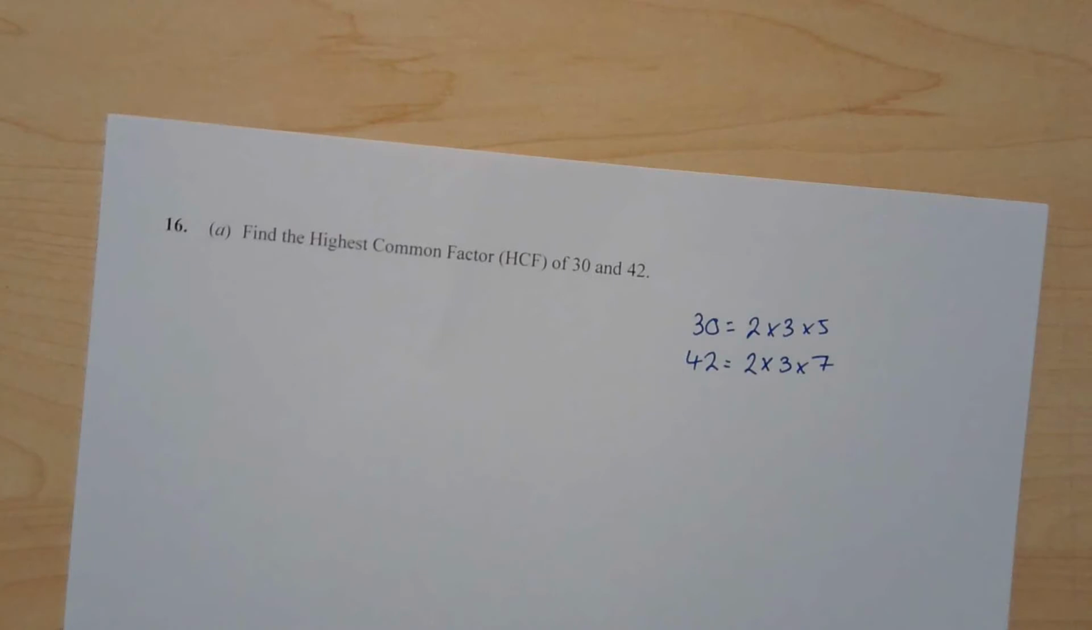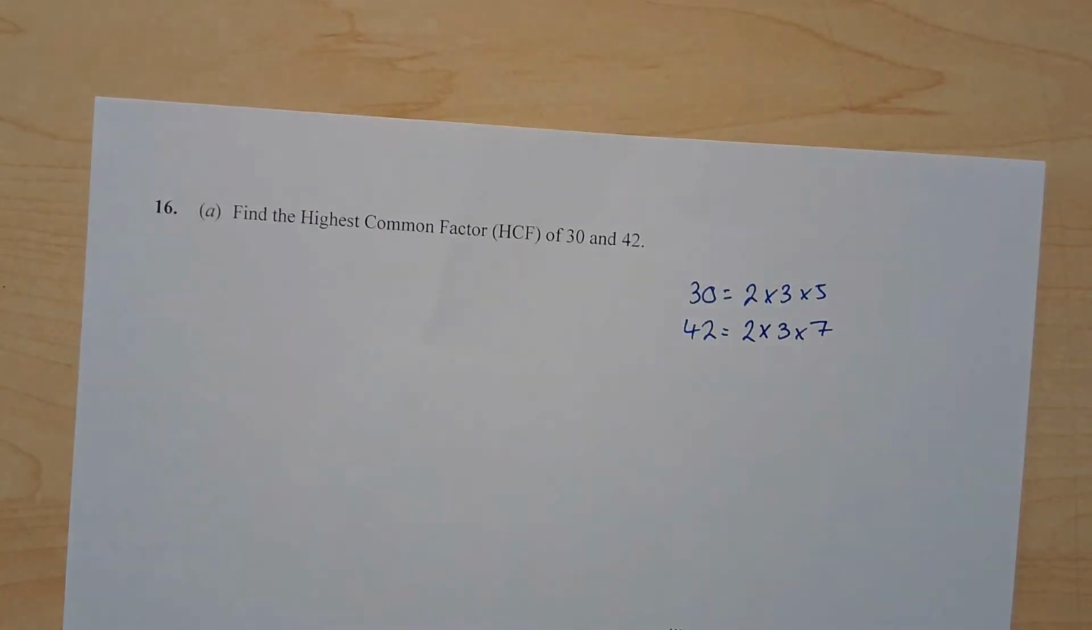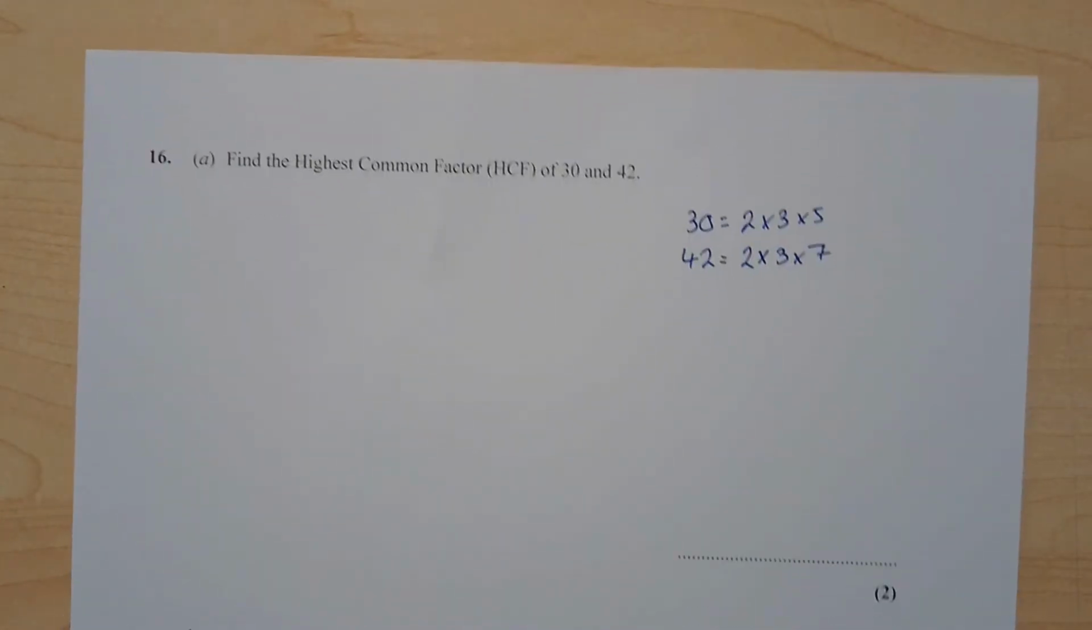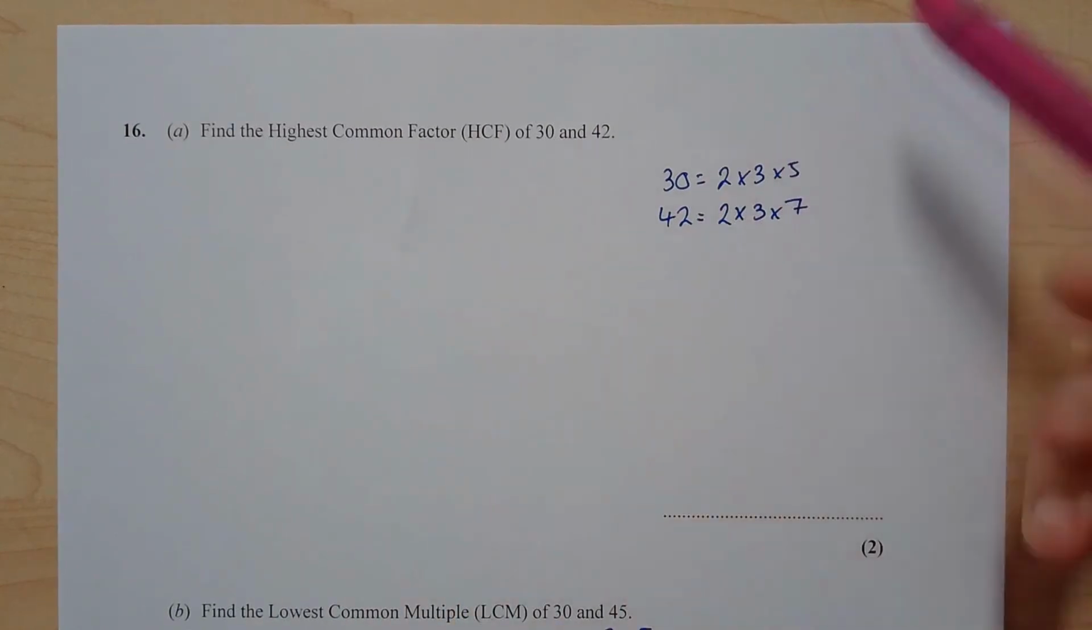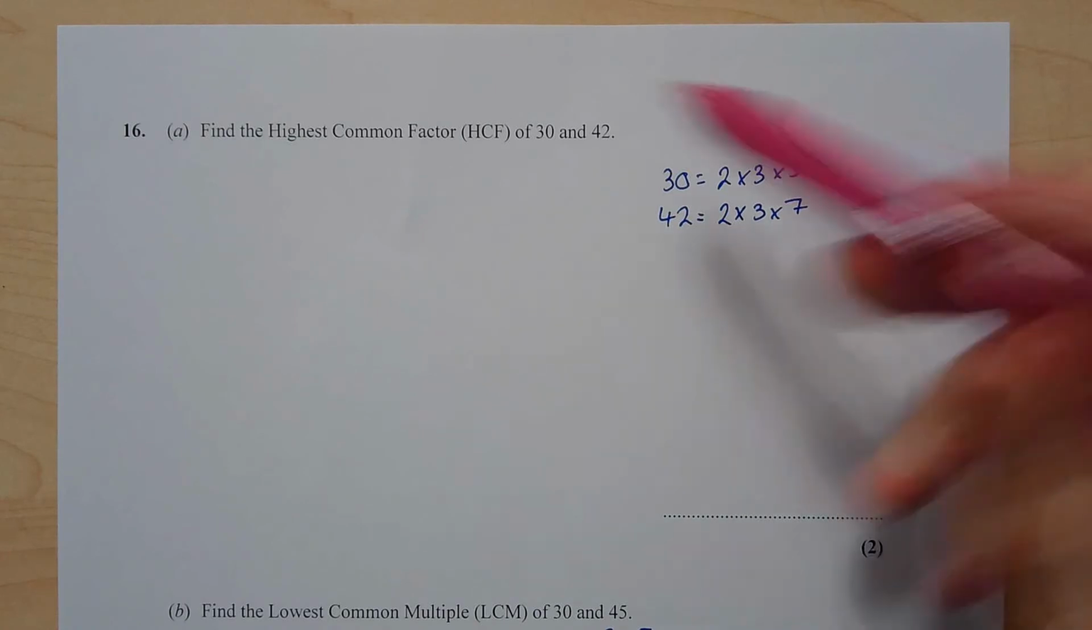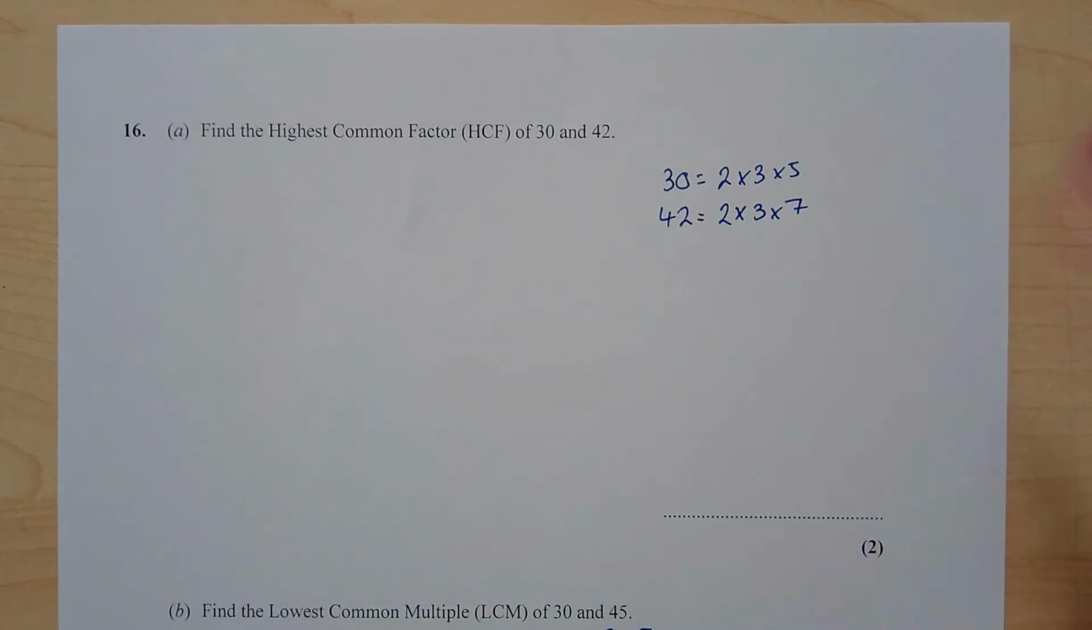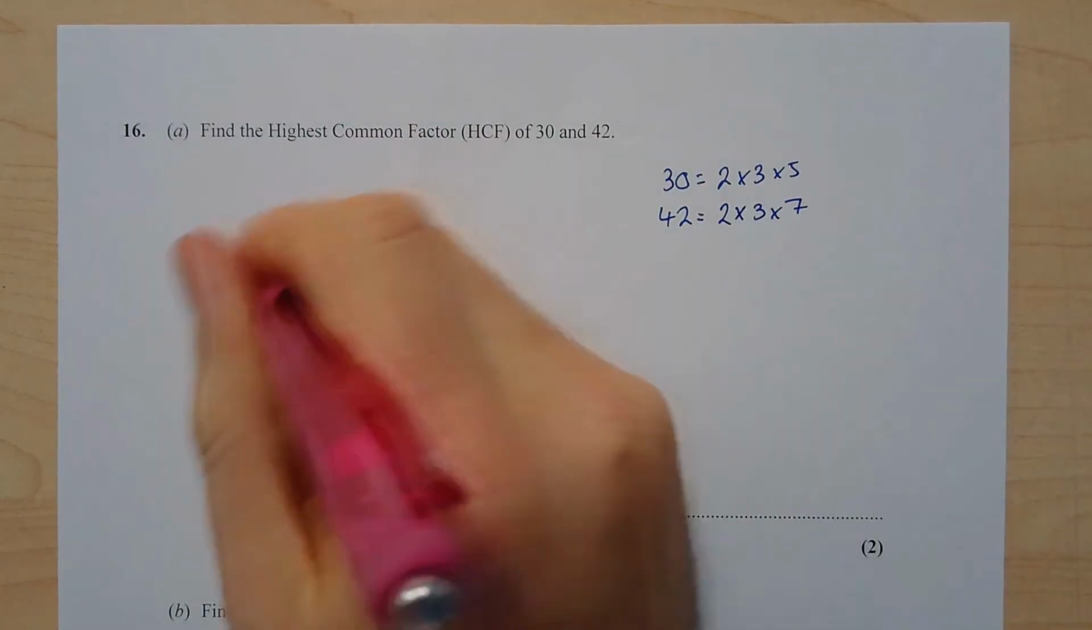Okay, question 16. It's another highest common factor question, lowest common multiple. This time I'm just going to show you the Venn diagram method. So 30 and 42, there's different ways to do it. For 2 marks it might be worth just listing your factors in 30 and 42, but Venn diagram is always useful.